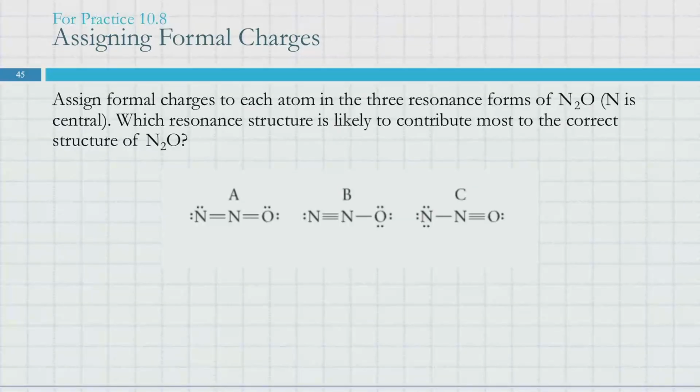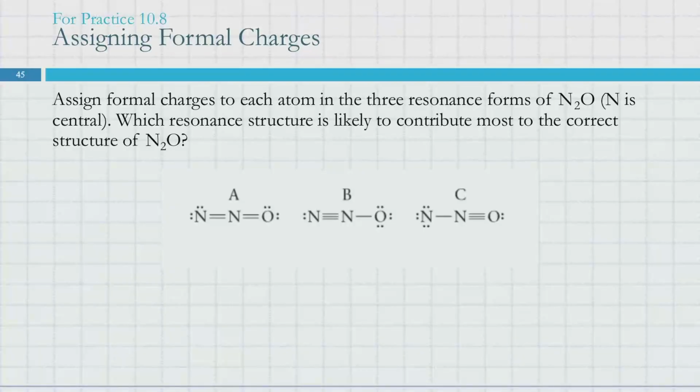All right, our formal charges. For all of these, we're going to have non-zero formal charges on at least one of the atoms. So we have to pick the best one. Let's find out what those formal charges are.